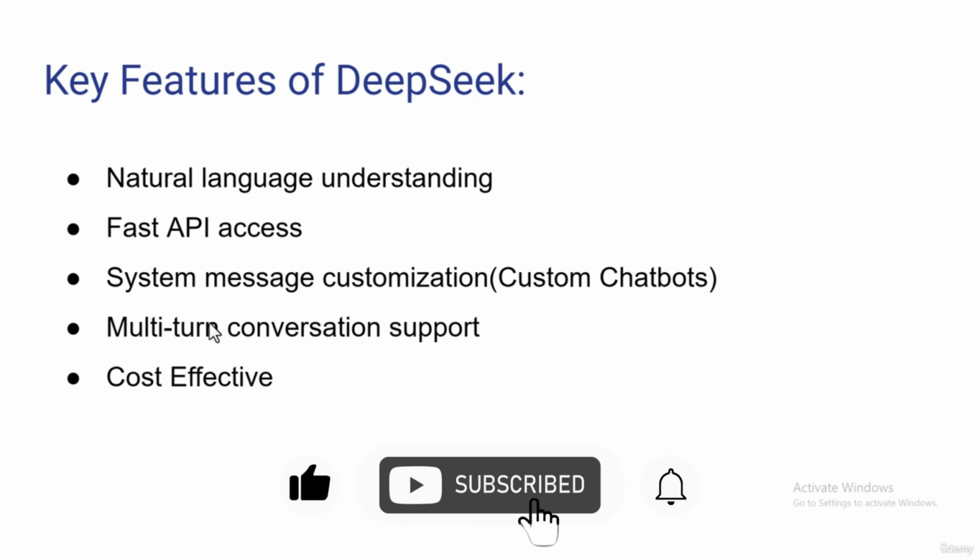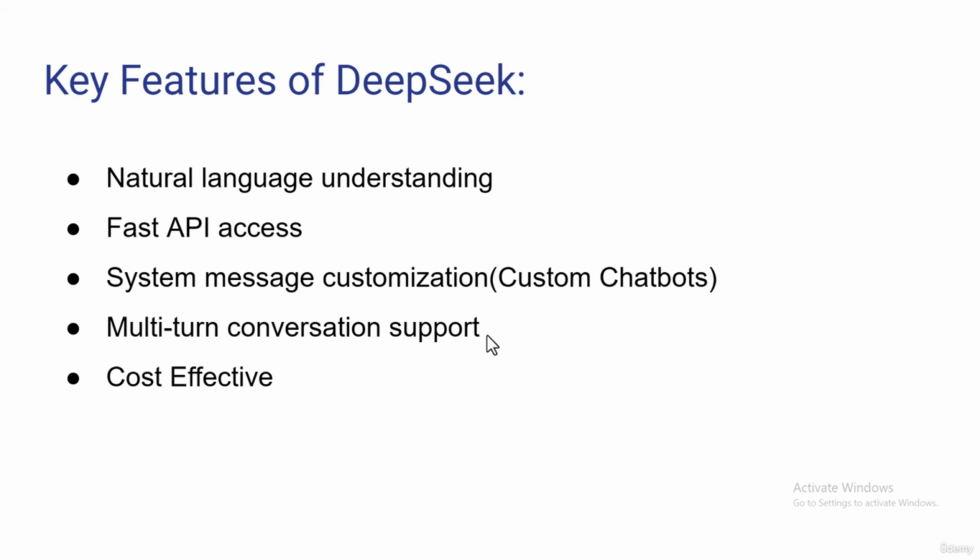And their fourth feature is their multi-turn conversation support. So these models provide the ability to have smart and context-aware conversation. So this is a very useful feature for custom chatbots. Similarly, these models are quite cost-effective as compared to other Gen AI models.